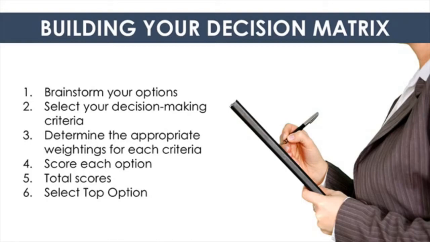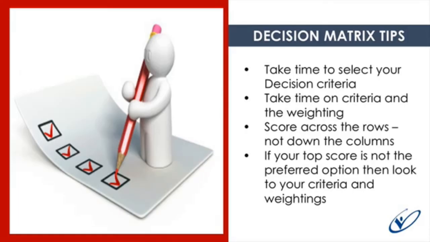Okay. Now, a couple of tips. Take the time to select your decision-making criteria. So make sure you're taking plenty of time to sort out your decision-making criteria. Then spend some time on your weighting. Now, I find too many people spend too little time discussing the criteria that we're going to use to make a decision. We talk about the outcome, we talk about the scores, but we don't talk enough about the criteria. Do we have the right criteria? Then have we weighted them correctly? Because they can really cause you some challenges. So score across the rows, not down the columns.